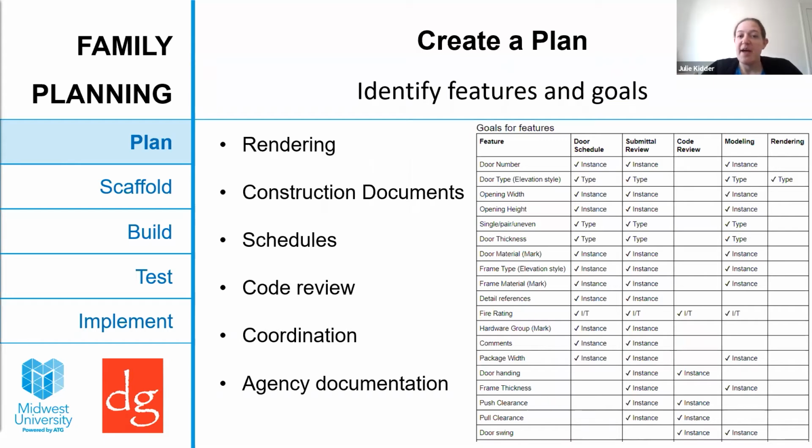So create a plan. What are you going to be doing? What's important? What do you need for agency documentation, for your plan submittals, for your renderings, for your code reviews, for your schedules? I created a spreadsheet for which they were and started thinking about how I would need to handle types, whether they were instance or type parameters, for how I was tracking each piece of information in the item.